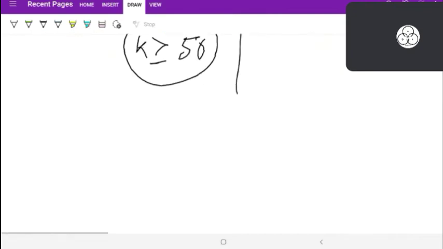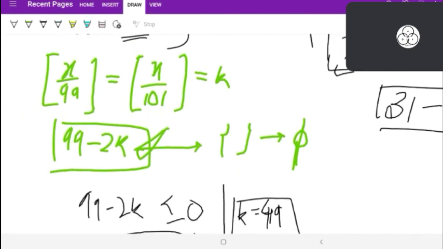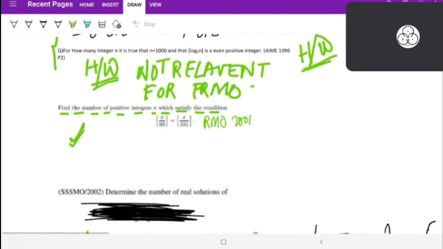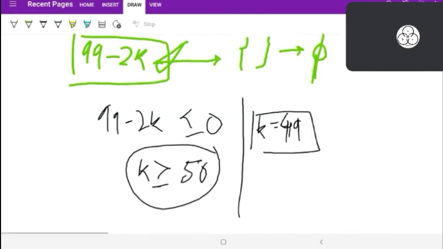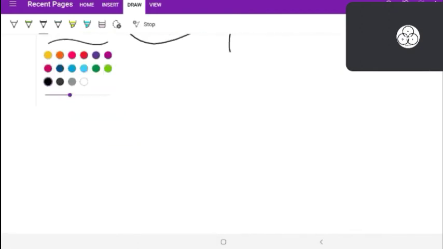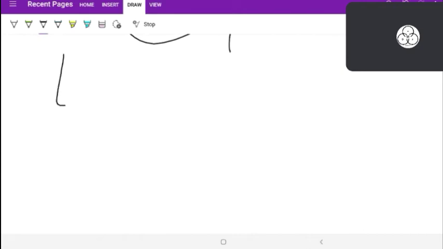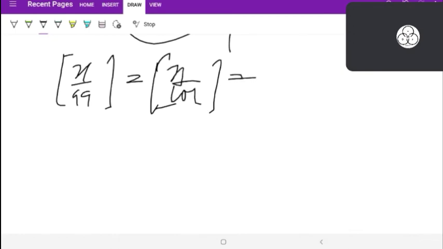So how many integers are satisfying this? For 0, how many integers are there? What was actually asked? Find the number of positive integers. Okay, 0 is not a positive integer, so 1 to 98. For the case where the box x over 99 equals the box x over 101 equals 0, it is satisfied by 98 positive numbers. Why? Because we cannot include 0, as the condition given is for positive numbers.